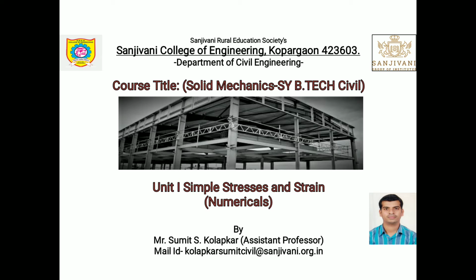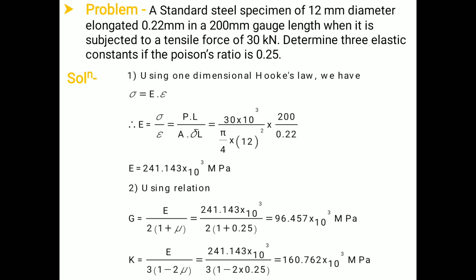In today's lecture we are going to discuss the numericals based on the concept of simple stress and strain and generalized Hooke's law. Now we have the statement of the first numerical. A standard steel specimen of 12 mm diameter elongated 0.22 mm in 200 mm gauge length when it is subjected to a tensile force of 30 kN. Determine the 3 elastic constants if the Poisson's ratio is 0.25.